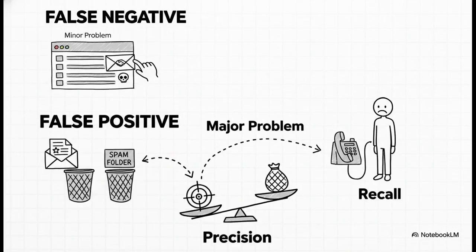Now let's flip it. What about our email spam filter? What's the worst case scenario here? Letting one more piece of junk mail into your inbox? Annoying, sure. But what about a false positive? What if the model grabs a crucial business contract or a message from your family and hides it in the spam folder where you'll never see it? That could be a huge problem. Here, the cost of a false alarm is way higher. You have to prioritize precision.